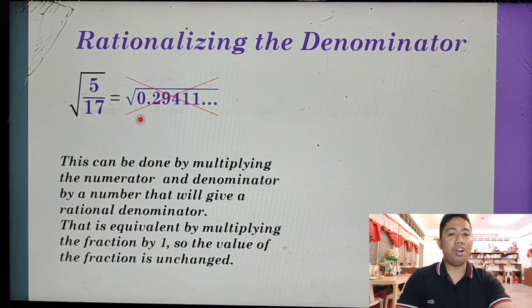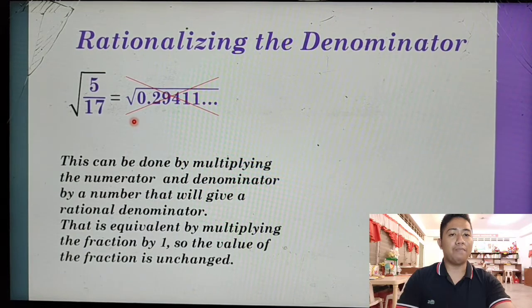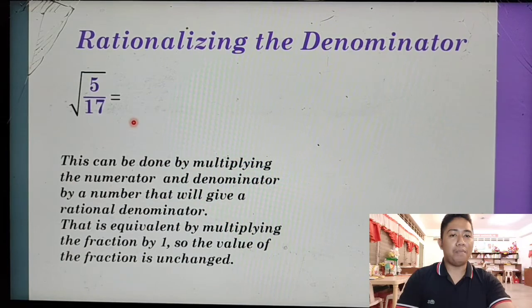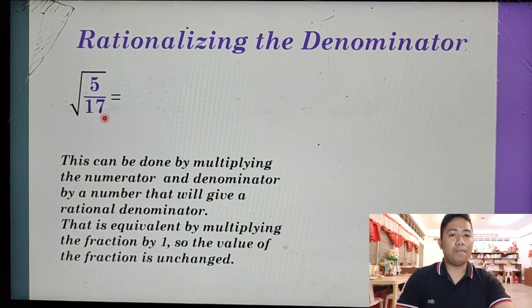So instead of expressing this radical expression into decimal, we'll be going to rationalize the given denominator. So let's go back to square root of 5 over 17, which is expressed as the quotient of roots. So it becomes square root of 5 over square root of 17. Okay? So the next thing to do is focus on the denominator.